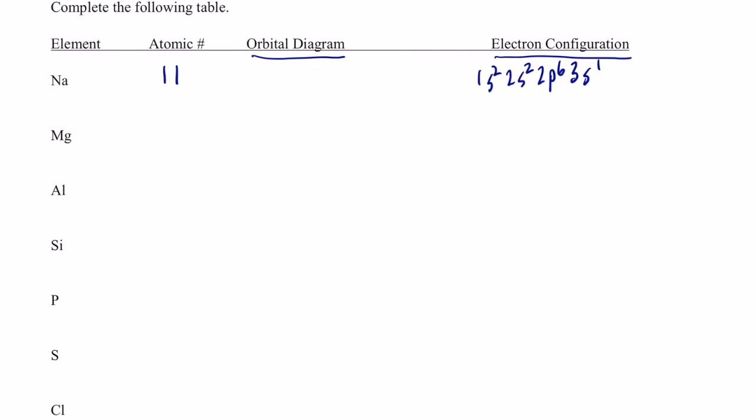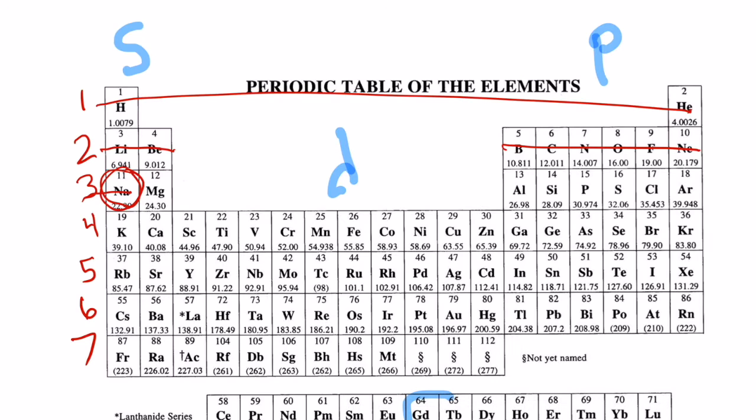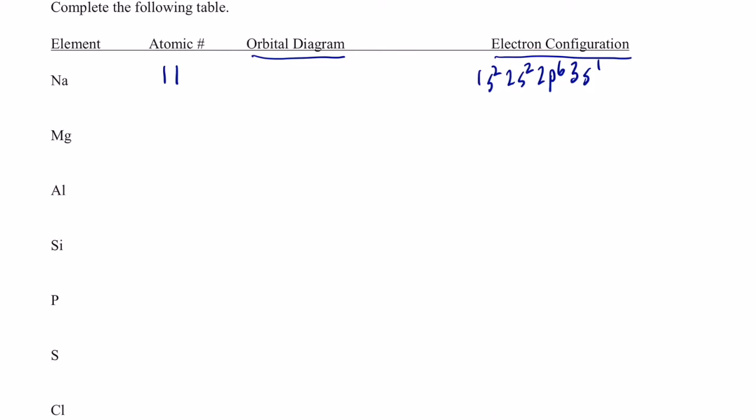So if you remember, with the abbreviated configuration, we take the noble gas before the element we're interested in. So the noble gas before the element sodium is neon. So if we were to put neon in brackets, folks, the configuration would be 1s2, 2s2, 2p6, then we would just write 3s1 after that. Sort of a shorthand or abbreviated way to write the entire configuration for sodium.